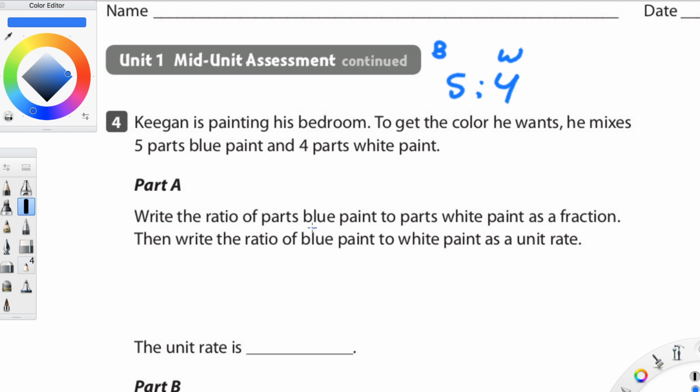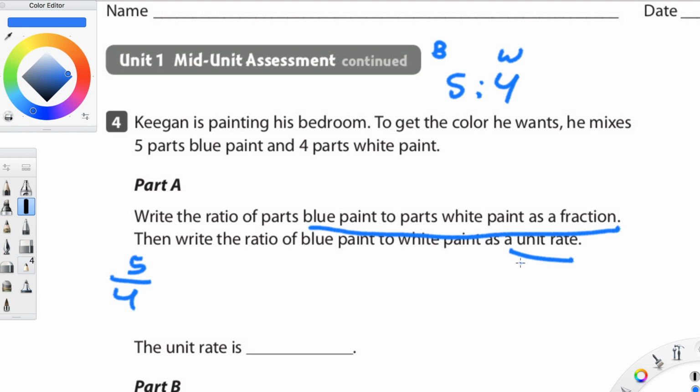Write the ratio of parts blue paint to parts white paint as a fraction. Okay, so the order is always the first number goes on top, the second number goes on the bottom. 5 to 4. Okay, then write the ratio of blue paint to white paint as a unit rate. Unit rate means 1.